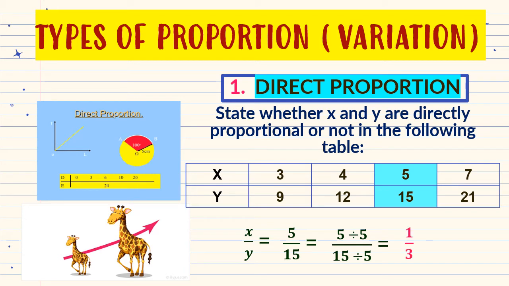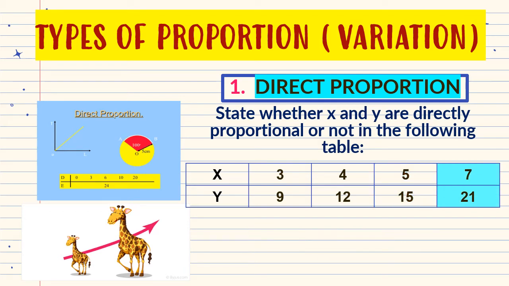So still 1/3. Next, the last one, 7 over 21. 7 divided by 7 is 1, 21 divided by 7 is 3. So 1/3 again. So they are all the same.